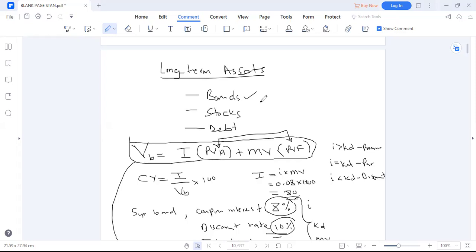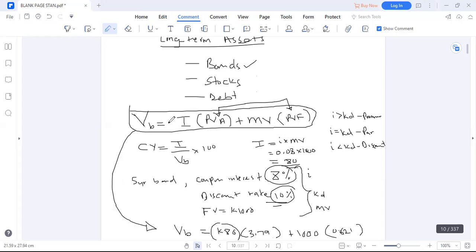So you can have a 10-year bond issued after 2 years, and the period of time that we're going to consider is simply 8 years. To calculate the value of a bond, we have the following formula. Value of a bond is equal to I, open brackets, PVA plus MV PV. So the I is the coupon payment multiplied by the annuity factor, plus the maturity value times the interest factor. And the current yield is given by the coupon payment divided by the value of the bond times 100.